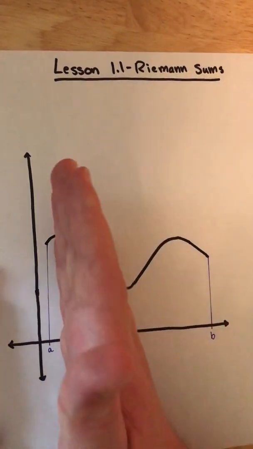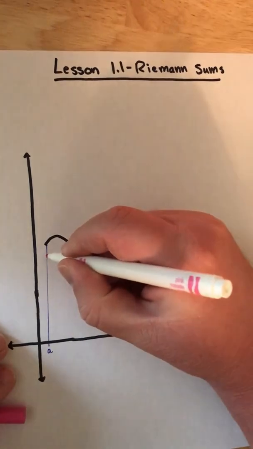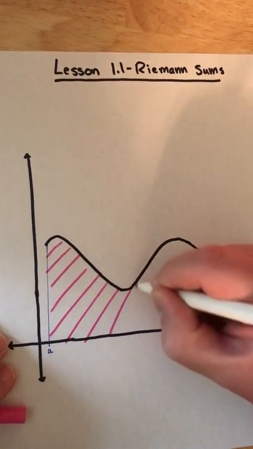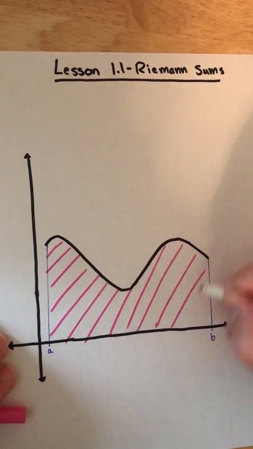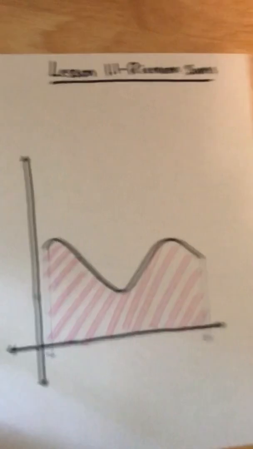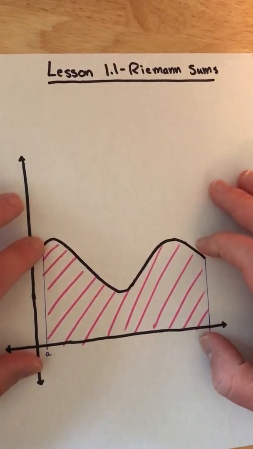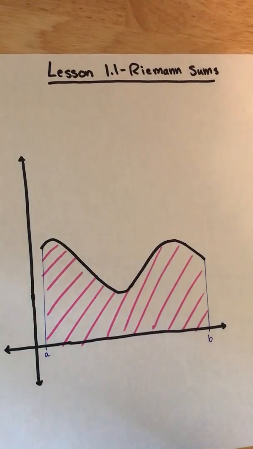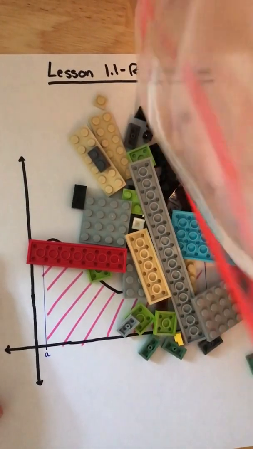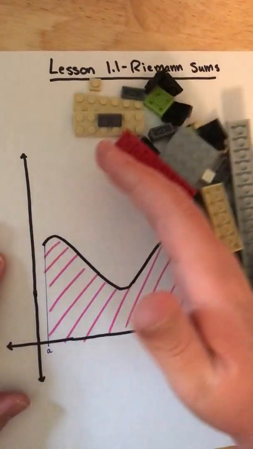So what we're going to do is divide this up into different subintervals in order to approximate the area between the curve and the x-axis. So that's what I want to do, is figure out an idea using simple geometry of approximately this area that's not a simple geometric figure. So here we go. All right, so let's begin.